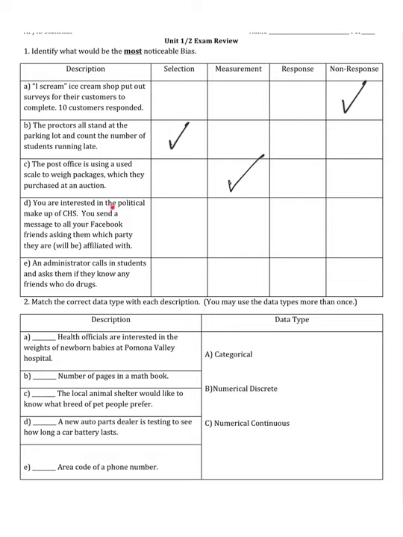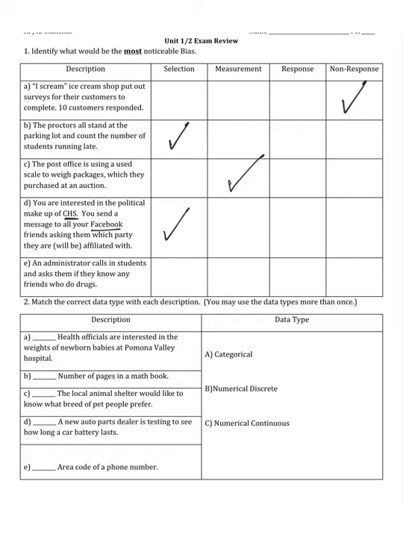You are interested in the political makeup of CHS. You send a message to all your Facebook friends asking them which party they are or will be affiliated with. All right, so since our population of interest is Claremont High School, when we ask the people in our Facebook, that is leaving a lot of people out. So we're only looking at a certain group. This is selection bias.